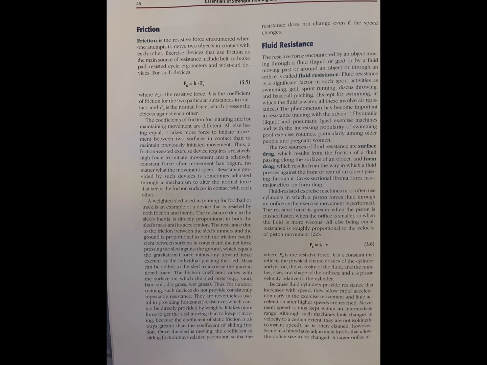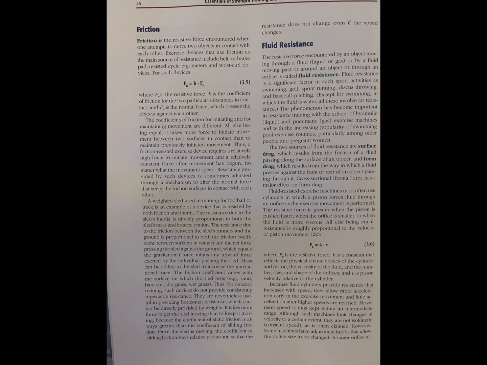The phenomenon has become important in resistance training with the advent of hydraulic (liquid) and pneumatic (gas) exercise machines, and with the increasing popularity of swimming pool exercise routines, particularly among older people and pregnant women. The two sources of fluid resistance are surface drag, which results from the friction of a fluid passing around the surface of an object, and form drag, which results from the way in which a fluid presses against the front or rear of an object passing through it. Cross-sectional frontal area has a major effect on form drag.